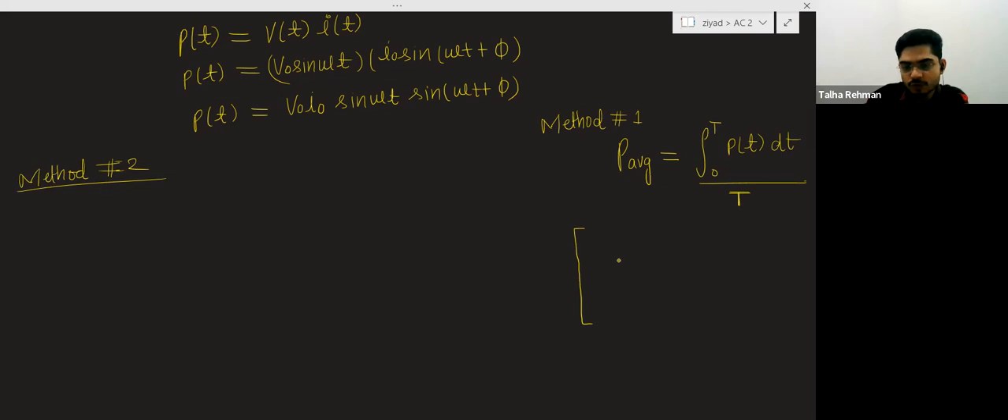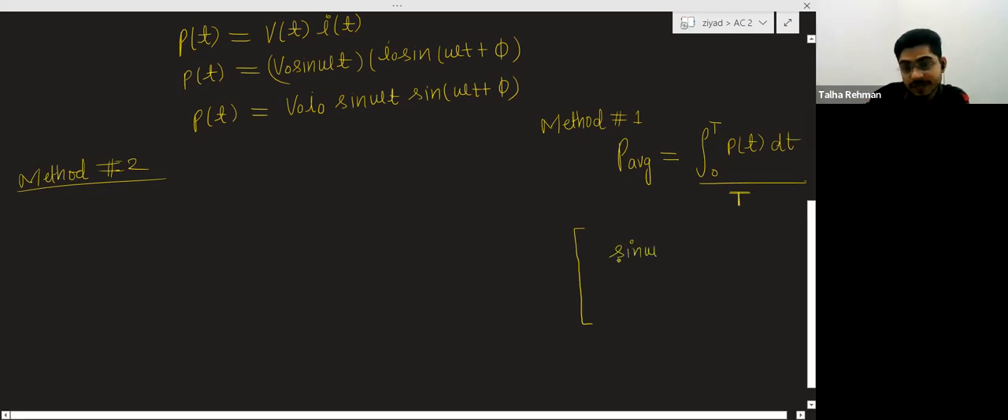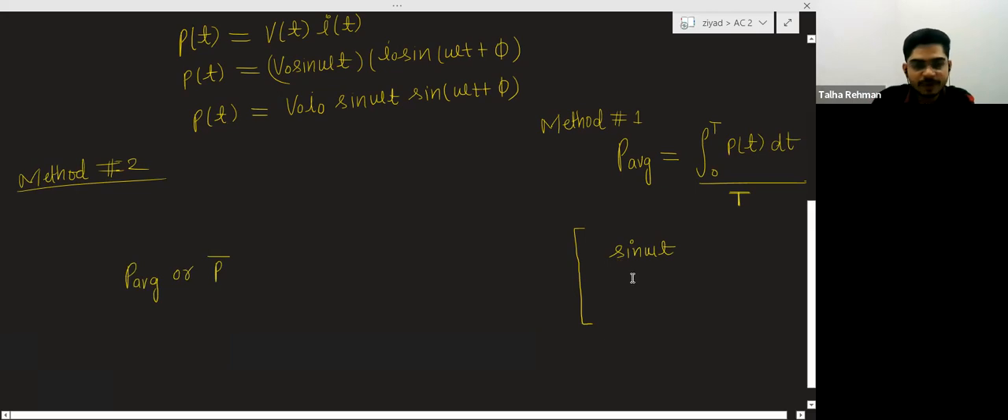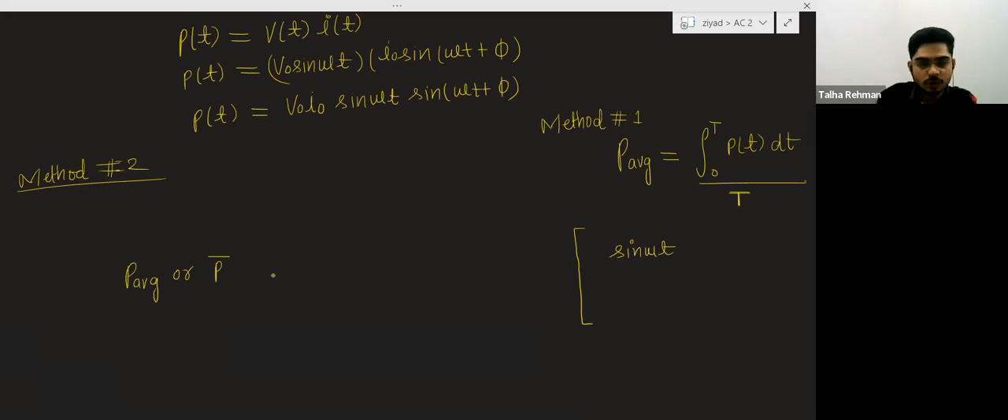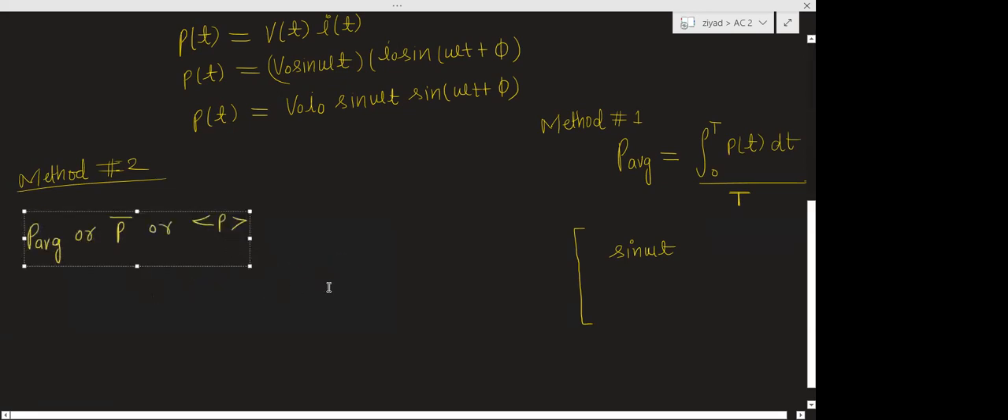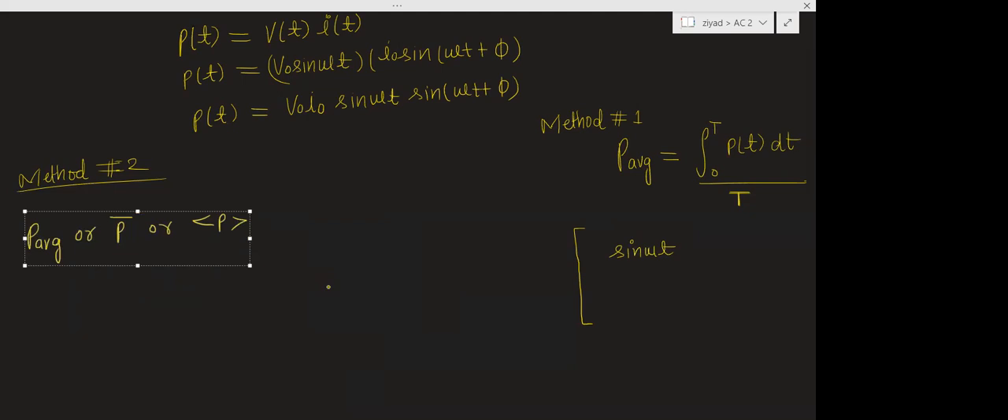The average value of sine square omega t for a full cycle. We represent average power like P average, or we can write P bar. P bar also means the P average. If we follow NCERT, then in NCERT average power is written like this. So there are different ways to write the power. I am writing it in the form of the bar.